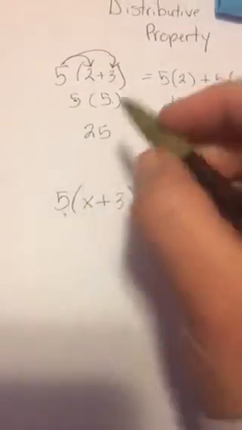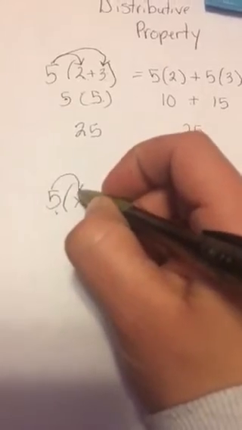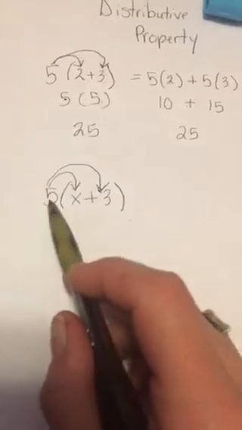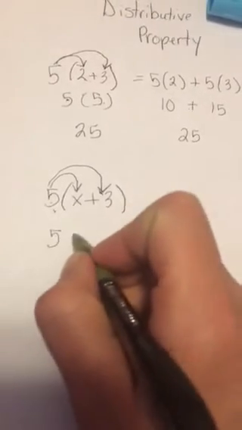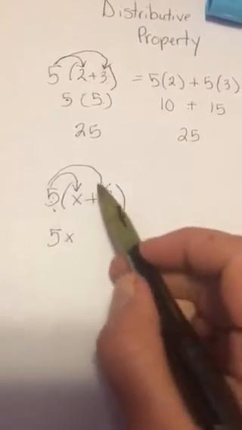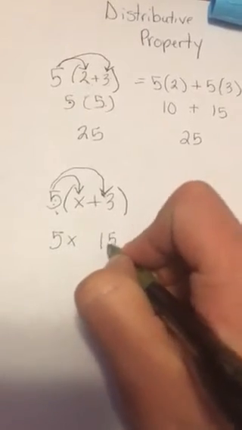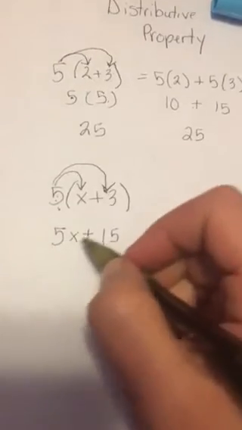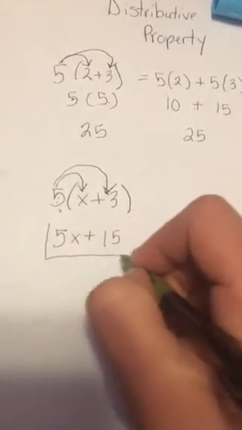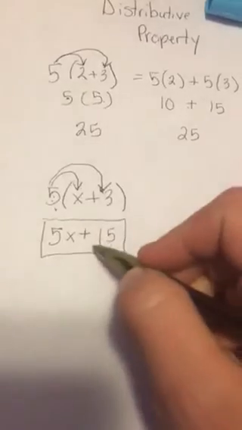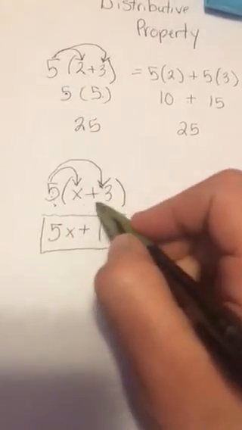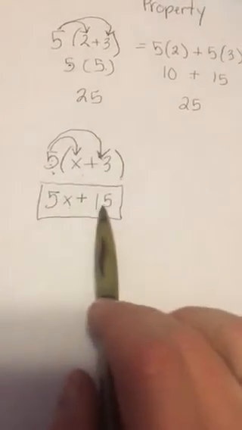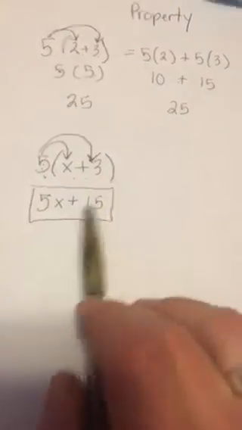The distributive property tells us that we can take the 5 and distribute it to the terms inside the parentheses. So 5 times x is 5x. 5 times 3 is 15. And we just bring the sign, put it in between the two. 5x plus 15 is equivalent to 5 parentheses x plus 3. We've just simplified it without the parentheses.